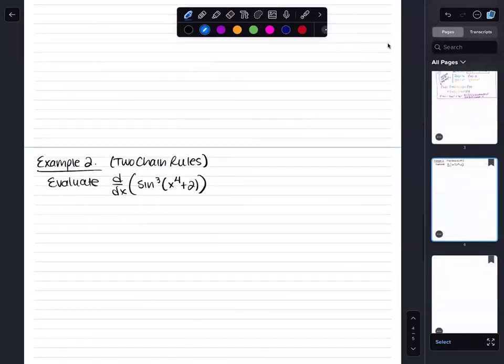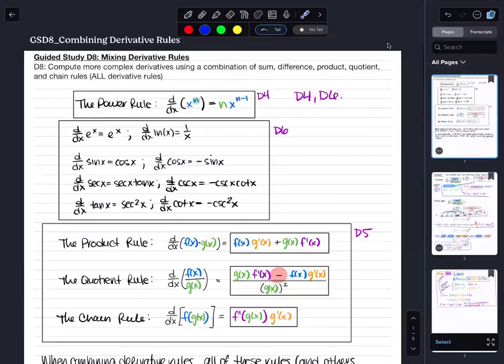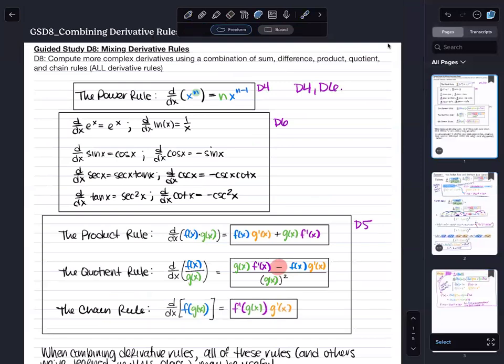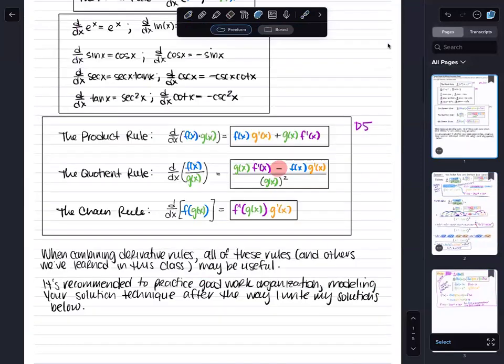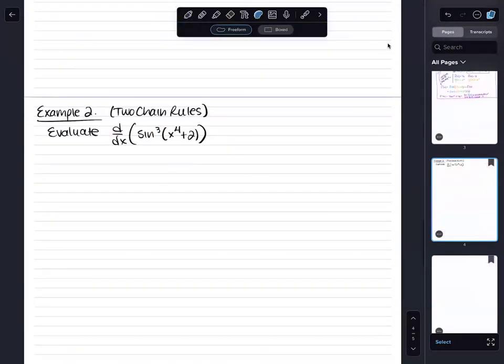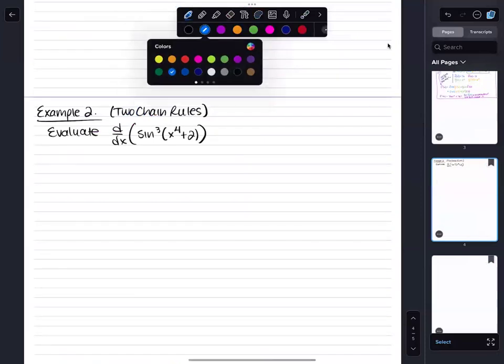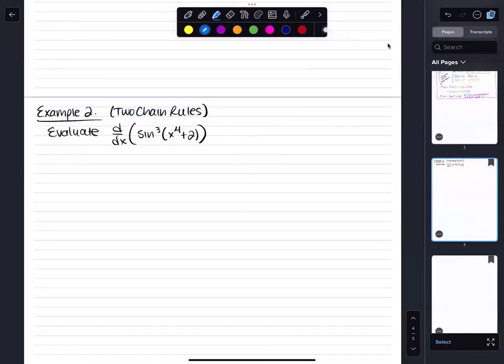The next example is 2 chain rules. So I tell you, you're going to need 2 chain rules. So I'm going to go ahead and in prep, copy some chain rules. This is going to be the chain rule. This is going to be the rule I'm going to need. But how would I know I actually need 2 chain rules here? And this is where I encourage you to recognize what we talked about in class, that cube on the sign.